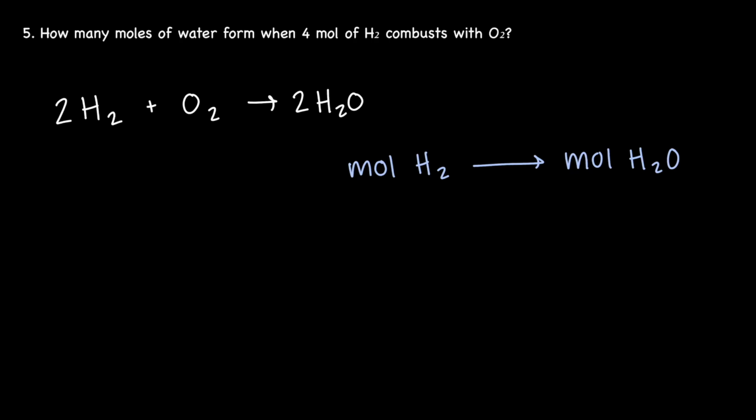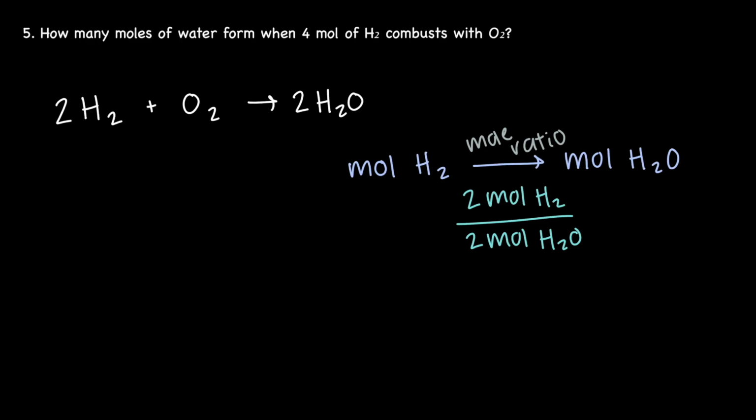We are staying in moles the whole time, so we only need the mole-to-mole ratio from the coefficients for H₂ and H₂O. There are 2 H₂ and 2 H₂O, so the mole-to-mole ratio is 2 moles of H₂ for every 2 moles of H₂O. Setting up all units to cancel.